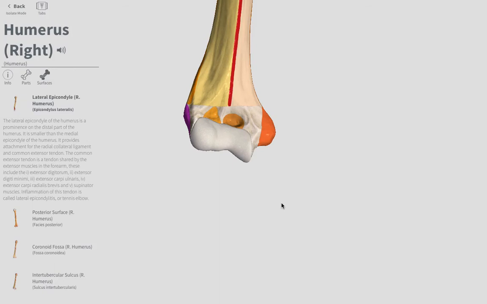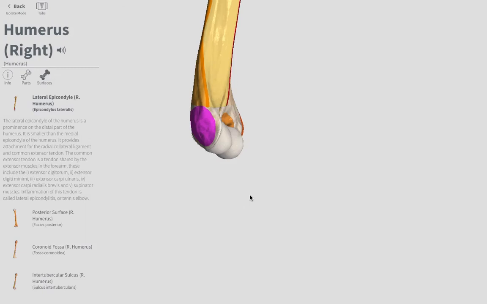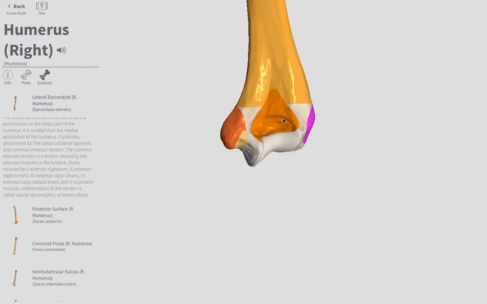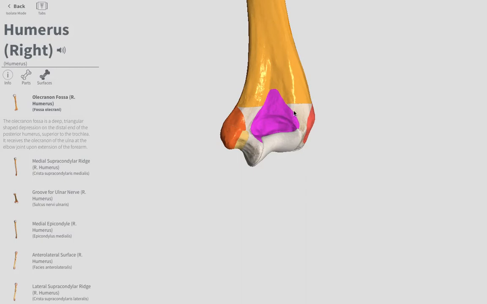Okay, so fossae, remember, are shallow depressions. The olecranon fossa will be on the posterior aspect of the humerus, and it is this nice deep fossa right there, superior to the condyle on the distal end of the humerus, posterior. We will see how the olecranon process of the ulna fits in right there.